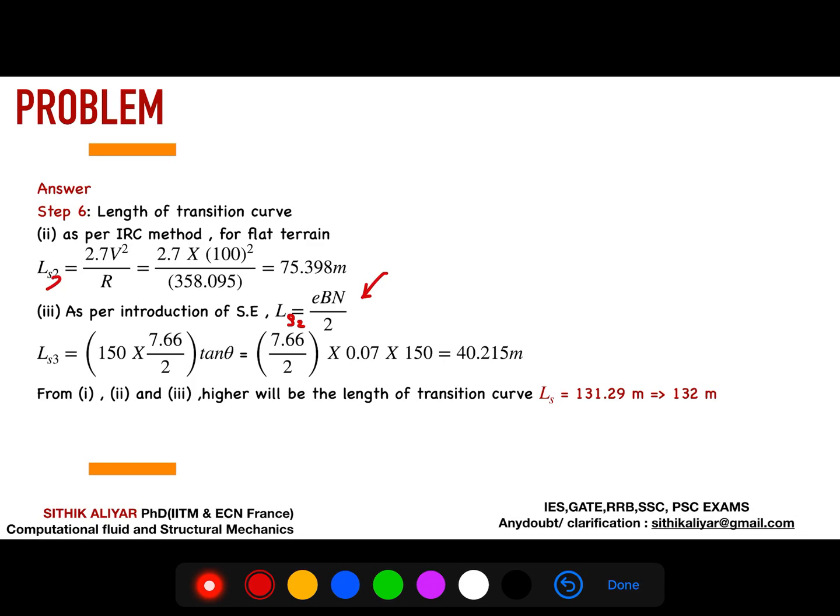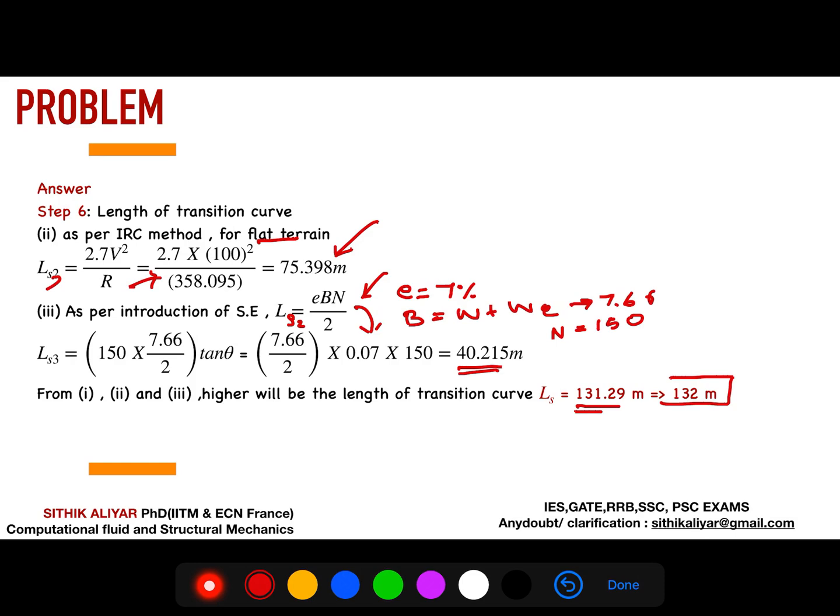We got e as 7%, which we just decided in finding 2, and total width also we have determined. Extra widening also we have determined, total 7.66, and rate of attainment is 150. Okay, so you just substitute everything here, you will get 40 meter. And for flat terrain, you just substitute in this formula 2.7 v square by R, you will get 75 meter. So maximum of these 3 is 131 meter. So we have to provide this as the length of the transition curve.